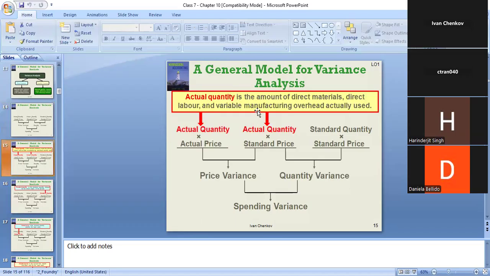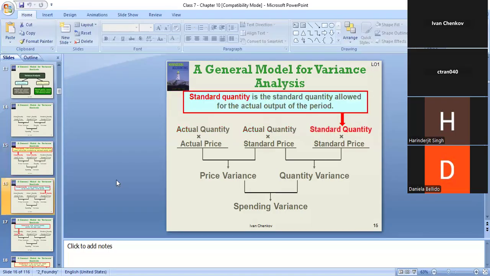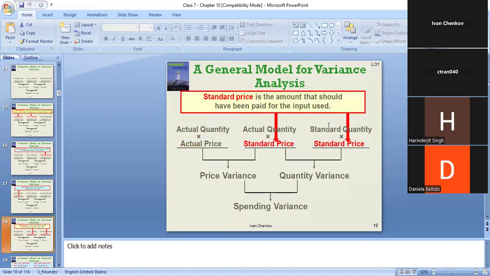And again, this is the explanation about the actual quantity. The actual quantity for the different costs in the product, which are direct material, direct labor, and variable manufacturing overhead, will be the actual quantity of material used, or labor used, or variable overhead used, where the standard will be the same thing, but based on our standards. For the price, that will be the actual price that we actually pay for the material, or the actual rate that we pay for the labor, or the actual rate that we use for the overhead. And the standard will be based on our standards.